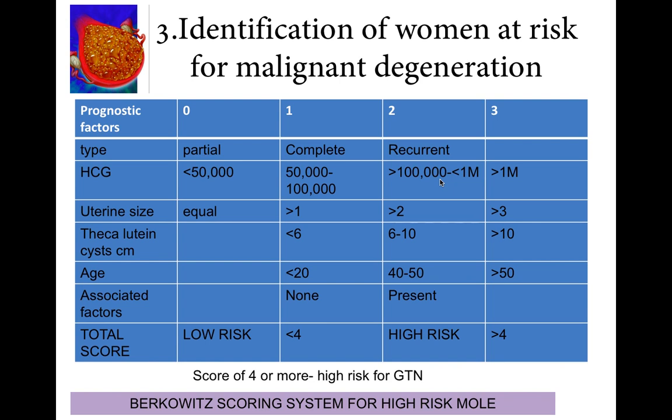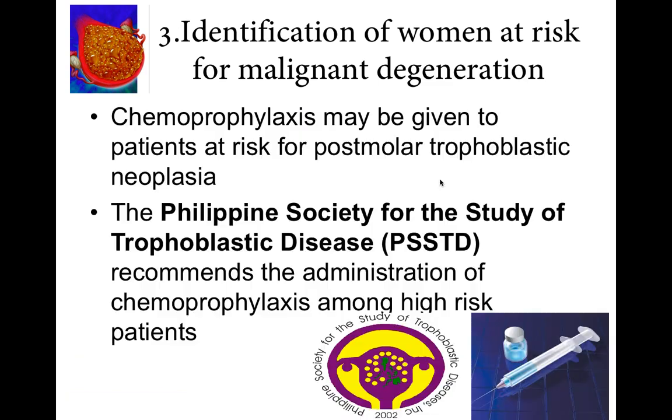Next would be to identify women at risk for malignant degeneration. So for this, we make use of the Berkowitz scoring system for the high-risk mole. A score of more than 4 is considered high risk for the development of gestational trophoblastic neoplasia. And for these women who are at risk for malignant degeneration, chemoprophylaxis may be given.